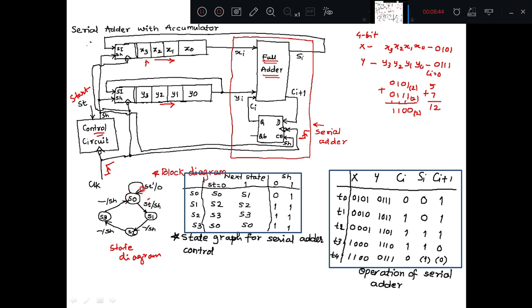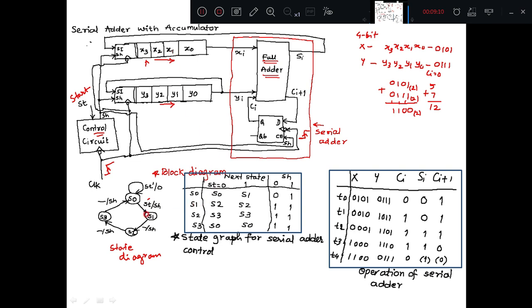So initially when start is 0, remain in that state. When start becomes 1, move to the S1 state, then S2, then S3 on the rising edge of the clock, then from S3 to S0. So when it reaches the S0 state, the operation is complete. All the 4 bits are added and the result is available in the X register.